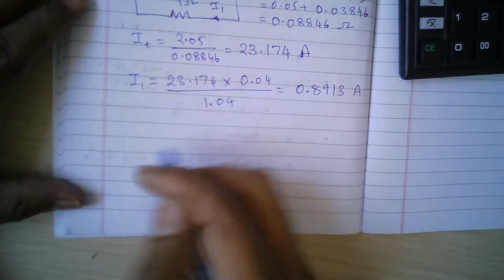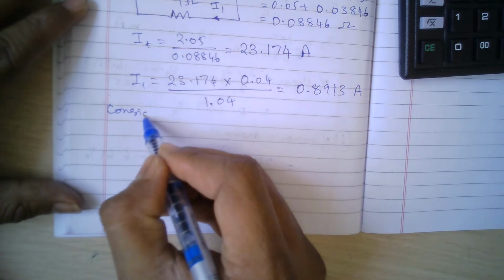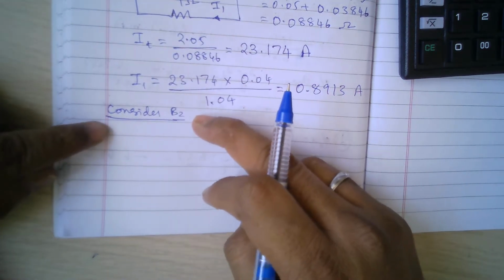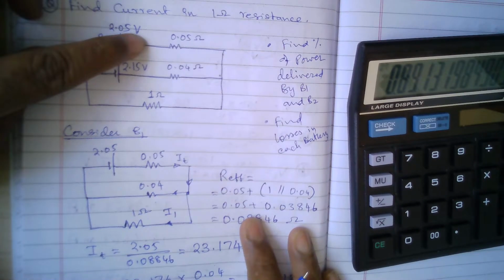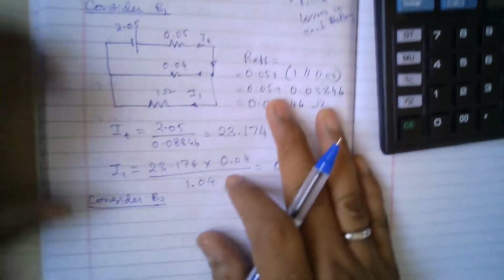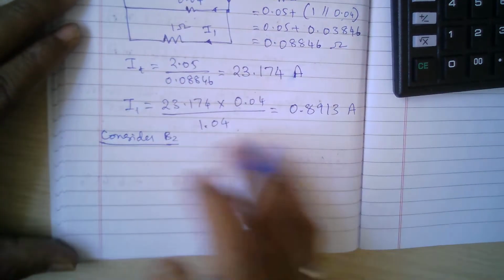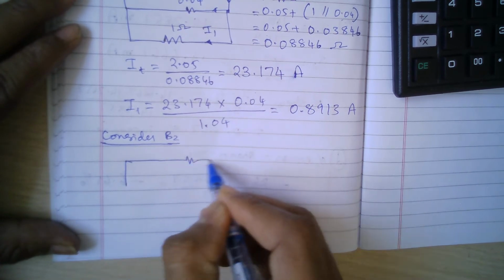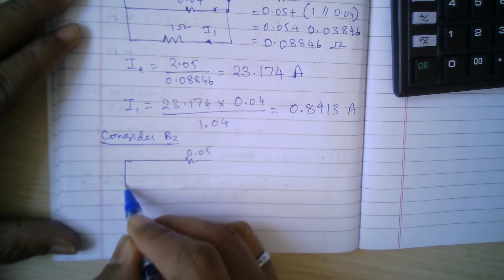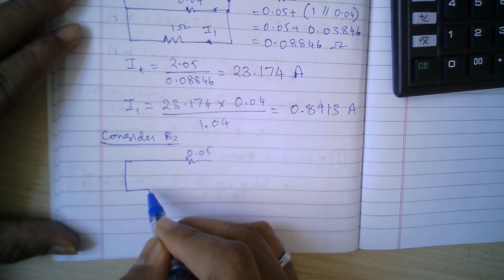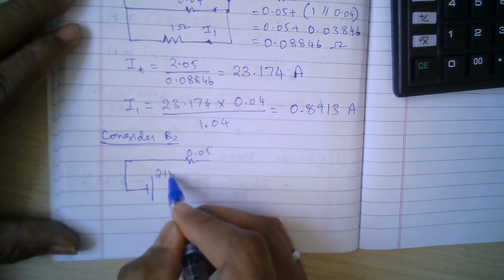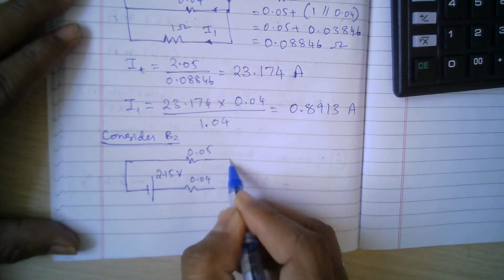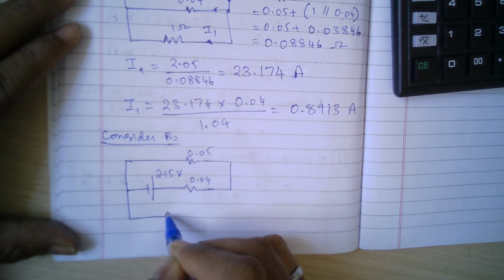Now let us consider only B2. So when you are considering the second battery, the first battery will be short circuited. So let me redraw this circuit here again. So I just draw it. So here it is short circuit and here 0.05 and here I have 2.15 volts, 0.04 and then I have a 1 ohm resistance.